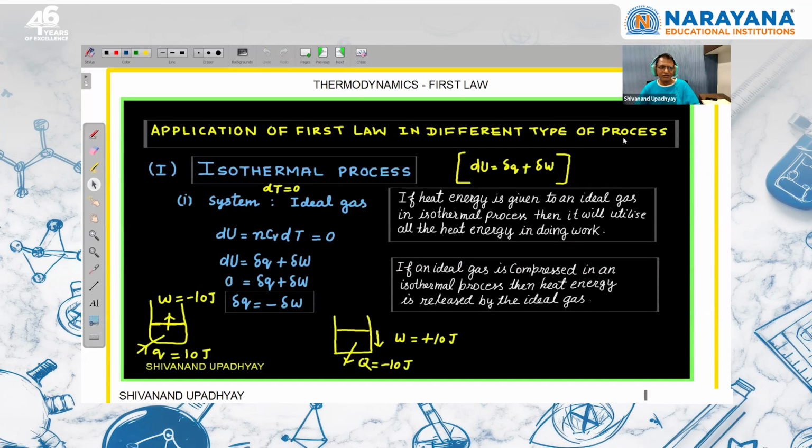एप्लीकेशन ऑफ फर्स्ट लॉ ऑफ थर्मोडायनेमिक्स इन डिफरेंट टाइप ऑफ प्रोसेसेस. तो पहला है आइसोथर्मल प्रोसेस. इस आइसोथर्मल प्रोसेस में हम दो तरह की चीजों के बारे में डिस्कस करेंगे. फर्स्ट वी डिस्कस अबाउट आइडियल गैस.